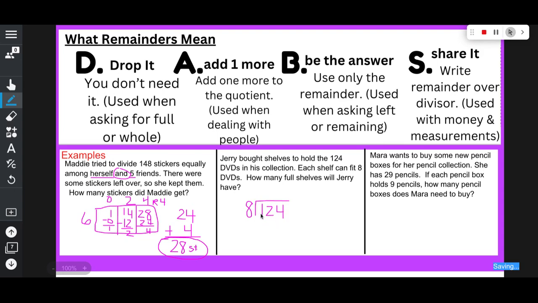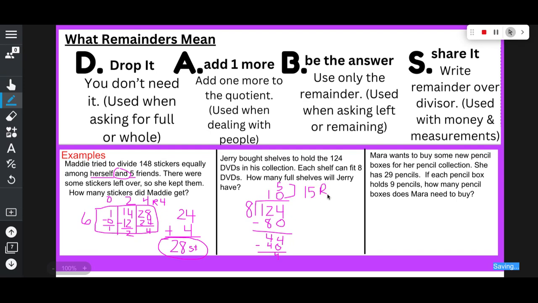Okay, 8 cannot go into 1, but 8 can go into 12. 8 goes into 12 one time. So it goes in 10. 10 times 8 is 80. We subtract out. We have 44 left over here. 8 goes into 44 5 times. We multiply, we get 40, we subtract out, we get 4. So we have 15 remainder 4.